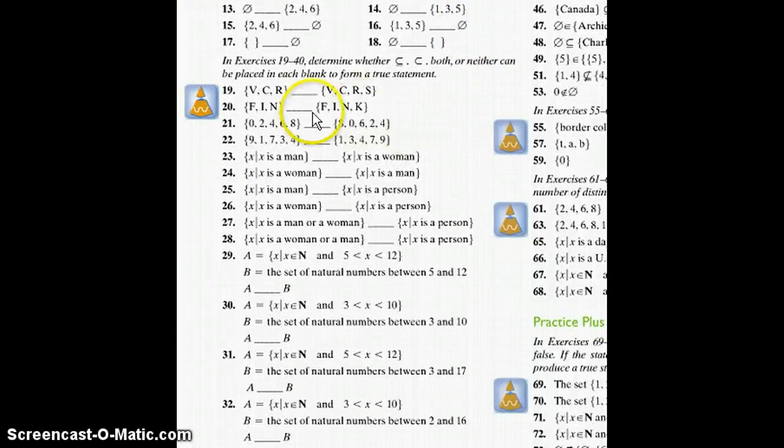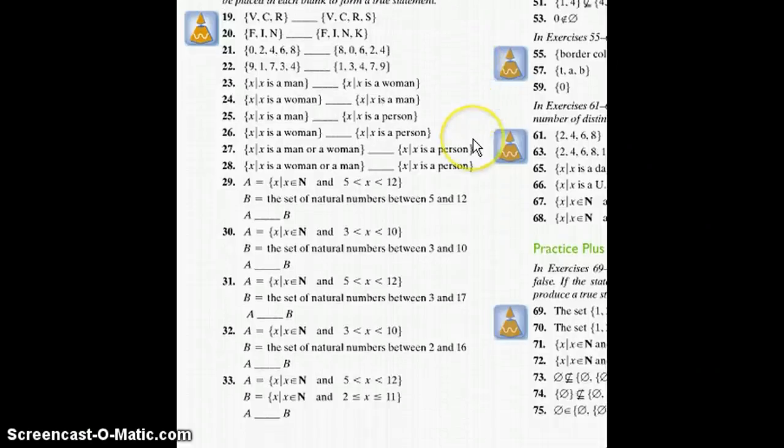All right. Now look at number 19. Determine whether to use subset or proper subset, both or neither. So here's the question. Is VCR a subset of this? Yes. Is it a proper subset? I don't know. Does it have less? Yes, it does.